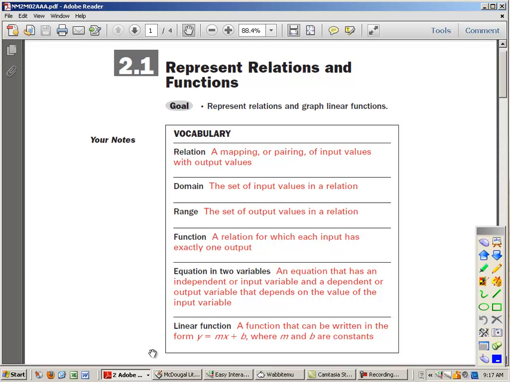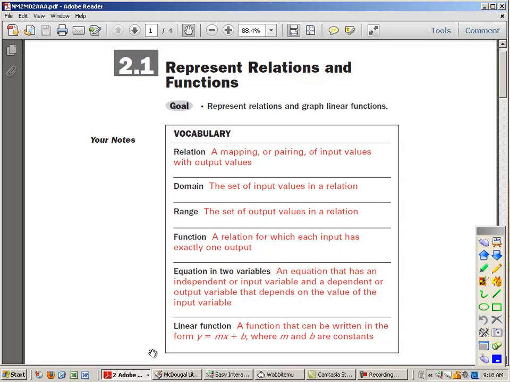Welcome to Chapter 2 in Algebra 2a. The beginning portion of Chapter 2 talks about representing relations and functions. In Chapter 2 we're going to start to get into this idea of linear functions and looking at those linear functions and how they relate to a graph and what they look like and some of the attributes of those, including slope and y-intercepts.